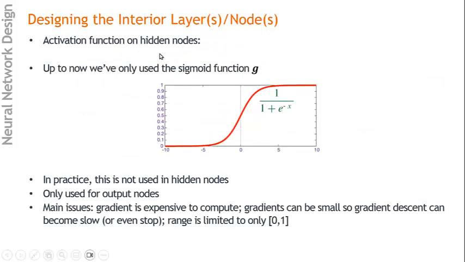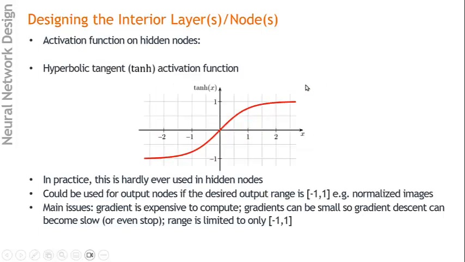Now let's consider activation functions. Until now we use the sigmoid function on hidden layers. But in practice this is not used because the gradient is expensive to compute. And also out here towards the edges, the gradient vanishes, so your neural network won't train. If you're way out here, then gradient descent is not going to take you very far, very fast. Hyperbolic tangent is a little bit better, but this also has a gradient that's expensive to compute.